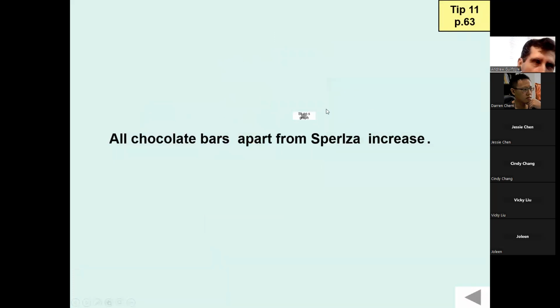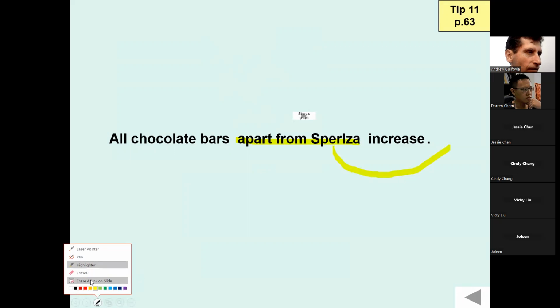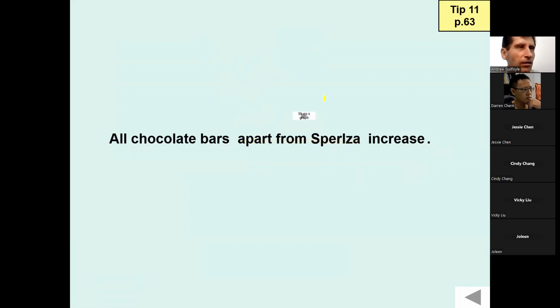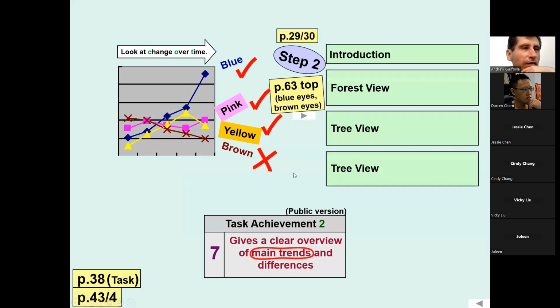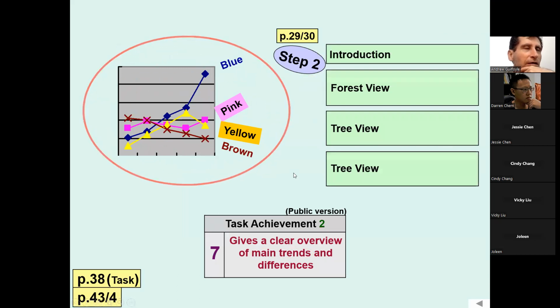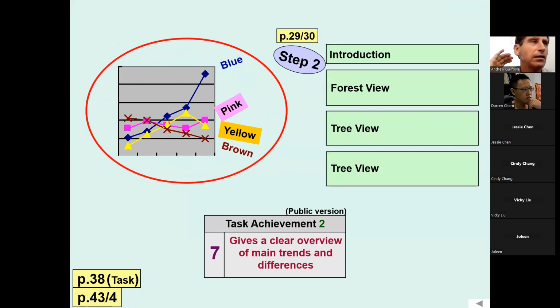Can you say that, Cindy? All lines go up apart from the brown line. Yes, as I taught you, you could put this at the end. All lines increase apart from the brown one. That's possible too. Okay, good. So that's the main trend. We looked at the whole thing and we checked it.